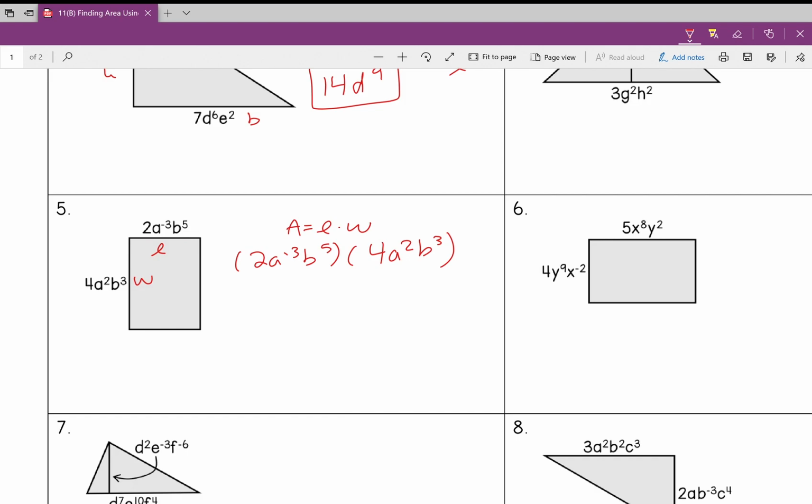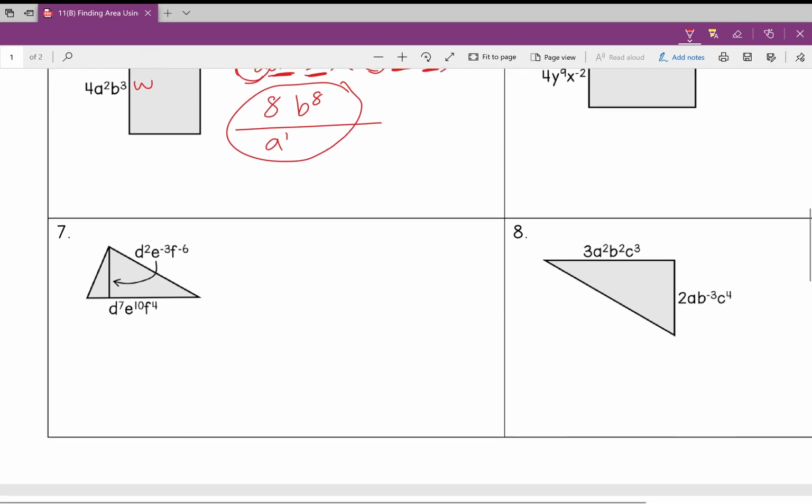So first we're going to multiply our coefficients. 2 times 4 is 8. Then we add our exponents. A to the negative 3 plus a squared becomes a to the negative 1. Remember, if we have a negative exponent, it goes on the bottom. So a to the 1 power. And then we have b to the 5th and b to the 3rd. We add the exponents. That becomes b to the 8th. And since it's positive, it goes on the top. So that's our answer.